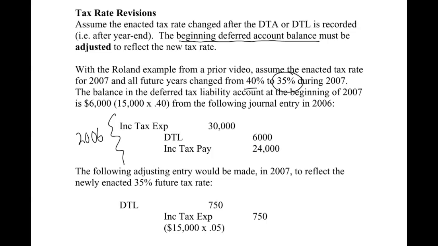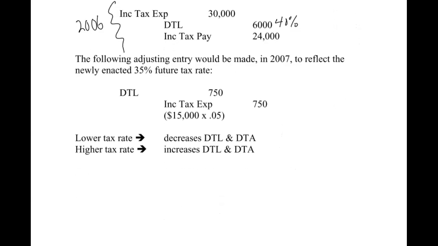The difference was, I believe, 15,000. Yeah, 15,000 at 40% to give you the 6,000 here. So this right here is based on 40% being the tax rate, at the end of 2006. Now, when we go into 2007, let's assume the tax rate changed. So what do we need to do?